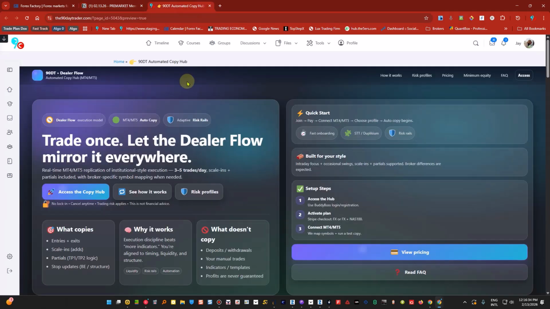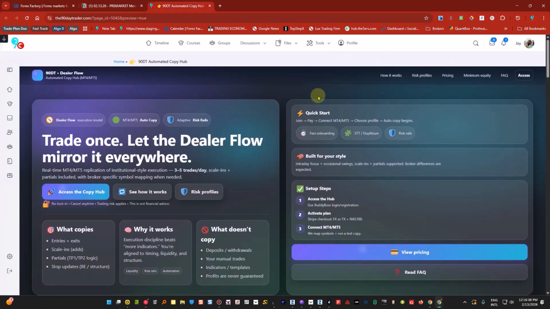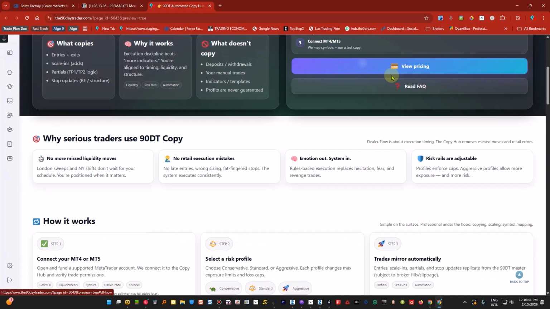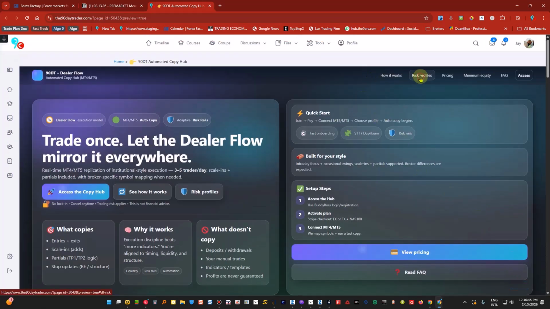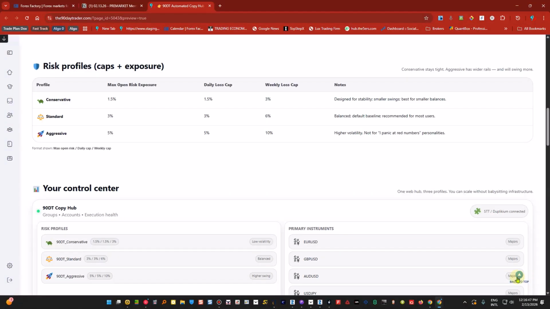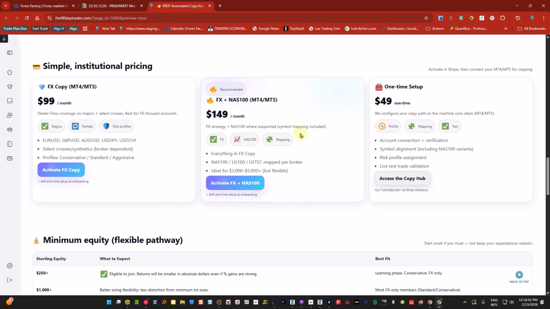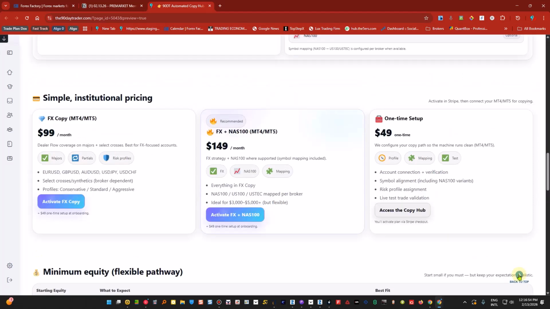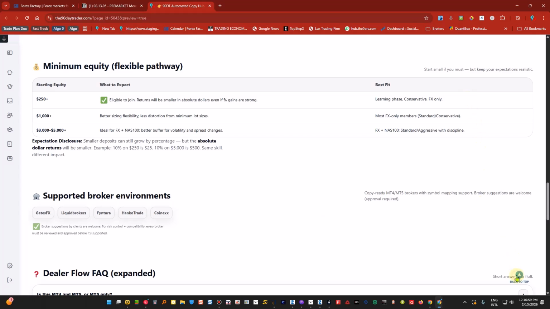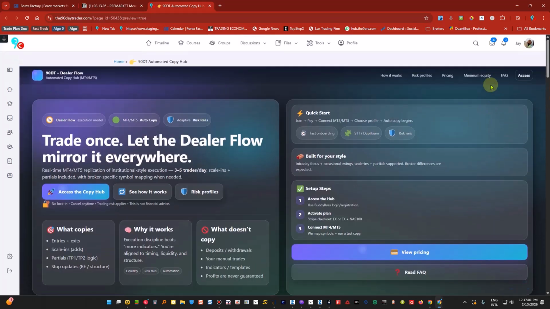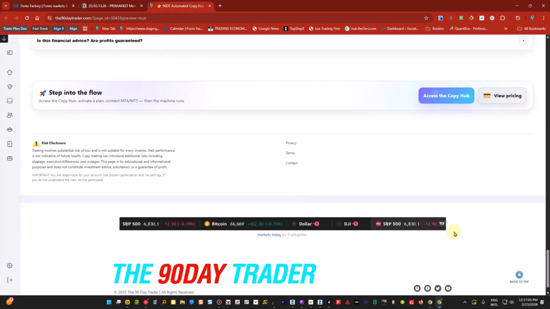All right, now here's a glimpse at the copy trading. This will be the landing page for you all to get all the information you need for the copy trading. We have how it works. Okay. We have our risk profiles. All right. Our pricing. Okay. Equity recommendations, meaning deposit recommendations. Those are adjustable. And then our FAQs, frequently asked questions. Okay.